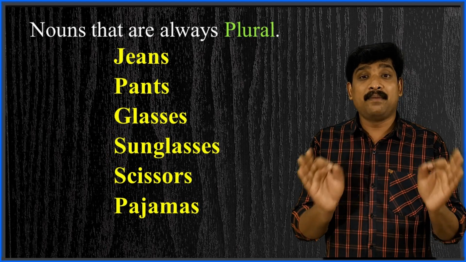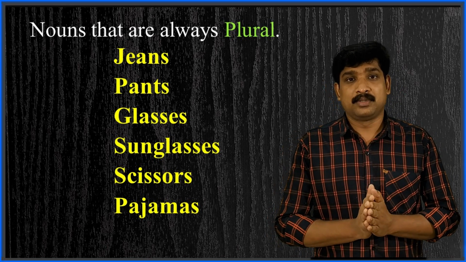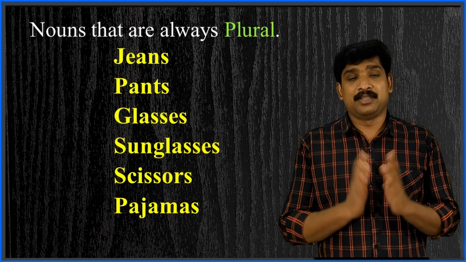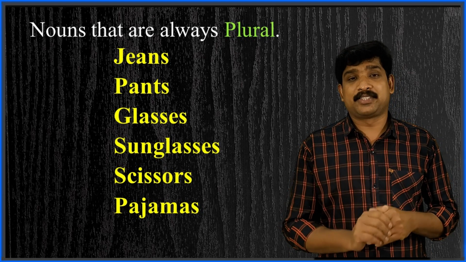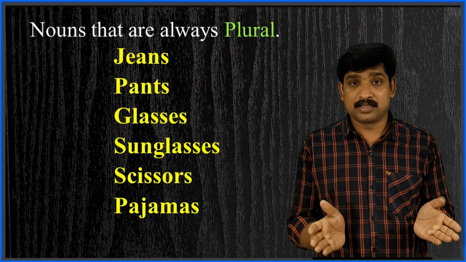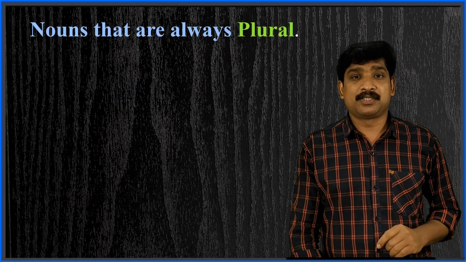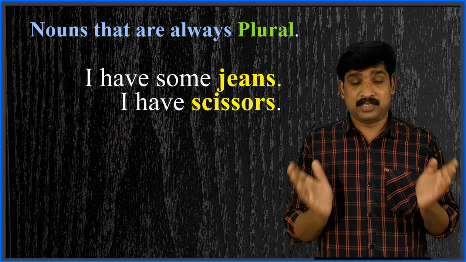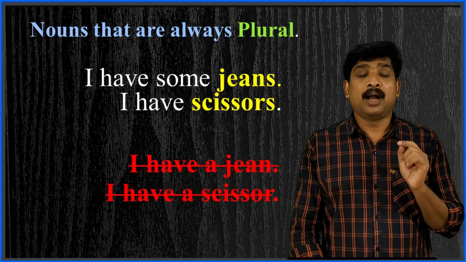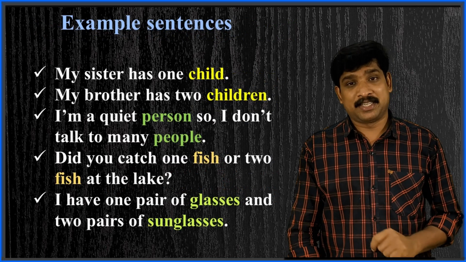Some nouns are never singular. We always use them in plural forms. I have a few common ones for you. Let us have a look at them. Jeans, pants, glasses, sunglasses, scissors, pajamas. So you will say, I have some jeans or I have scissors. But you cannot say, I have a jean or I have a scissor. It is incorrect. Let us move on to example sentences now.